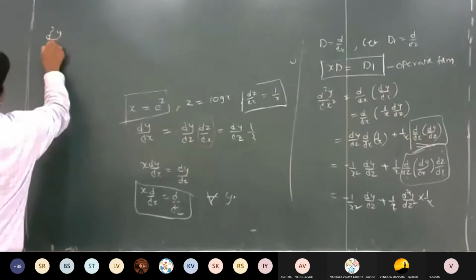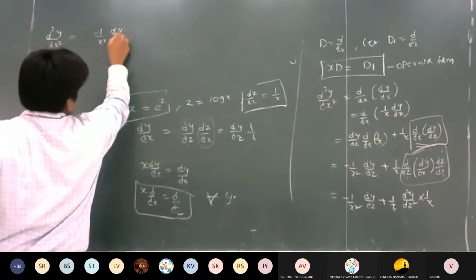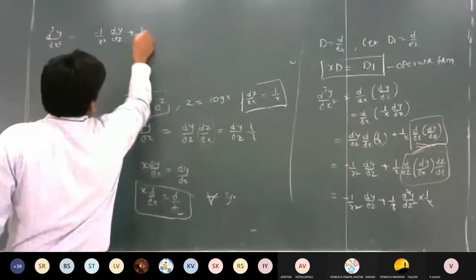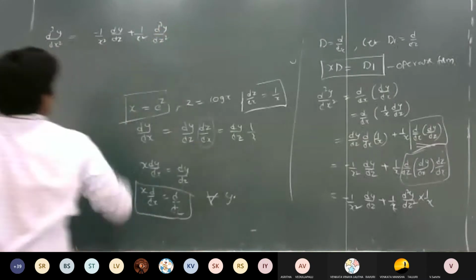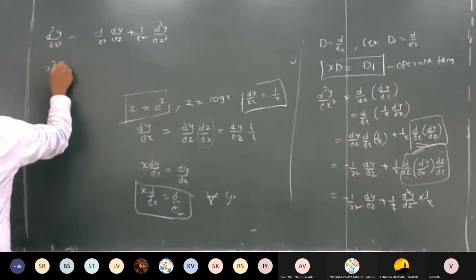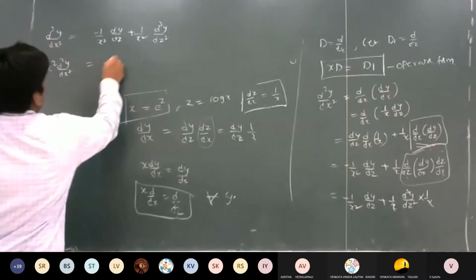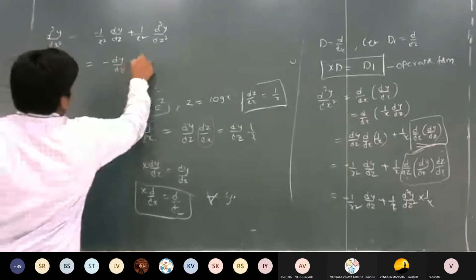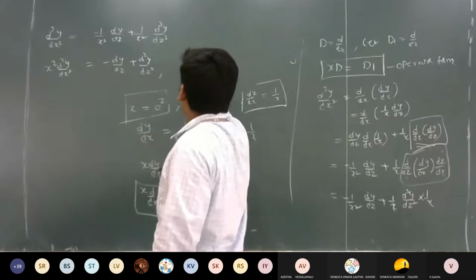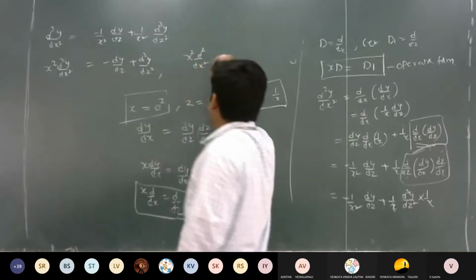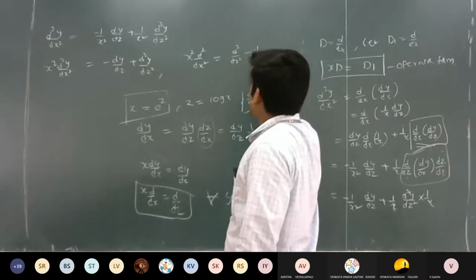d square y by dx square is equal to minus 1 by x square into dy by dz plus 1 by x square into d square y by dz square. So x square is common. Therefore x square into d square y by dx square is equal to minus dy by dz plus d square y by dz square. So it is valid for x square d square by dx square is equal to d square by dz square minus d by dz.